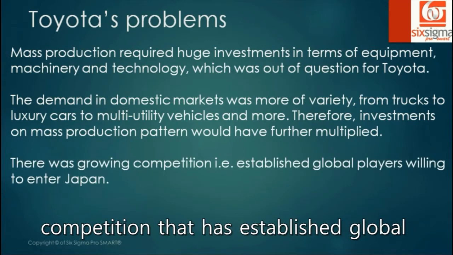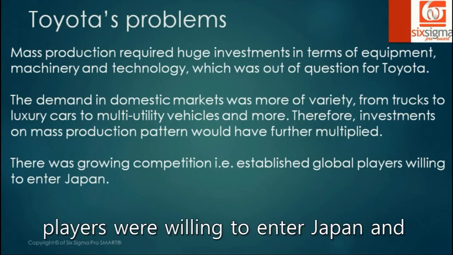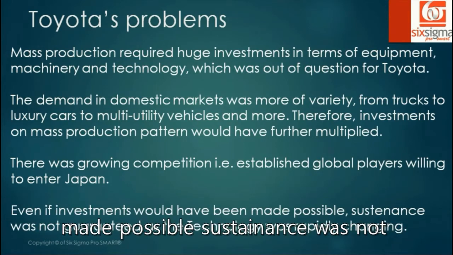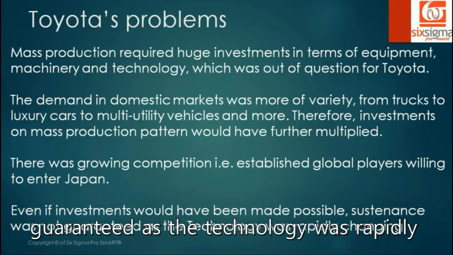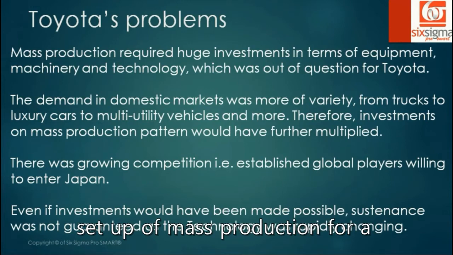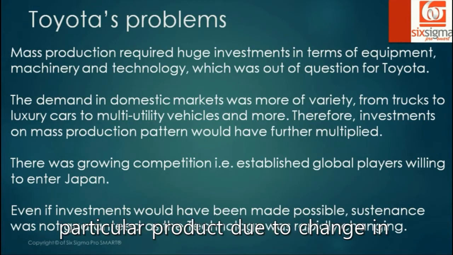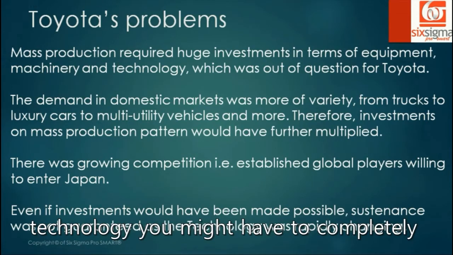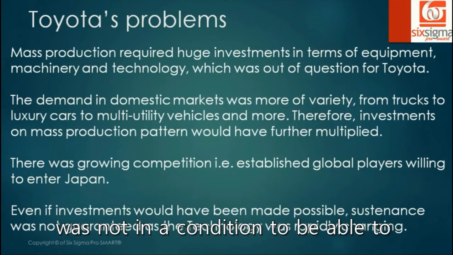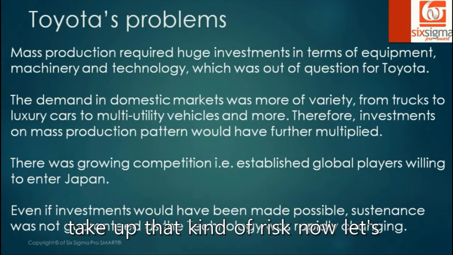There was growing competition, that is, established global players were willing to enter Japan. And even if the investments would have been made possible, sustenance was not guaranteed as the technology was rapidly changing. So if today you make a complete setup of mass production for a particular product, due to change in technology, you might have to completely dismantle it or reorganize it. And Toyota was not in a condition to be able to take up that kind of risk.